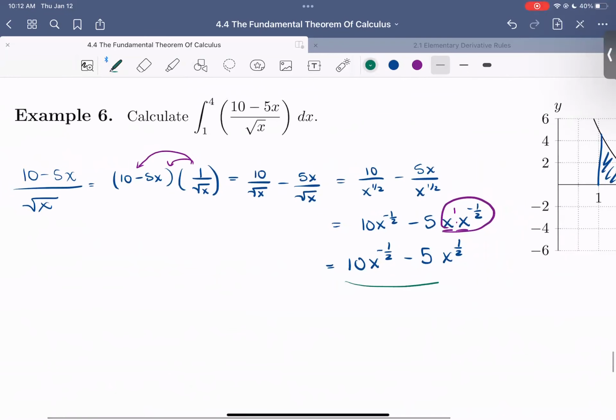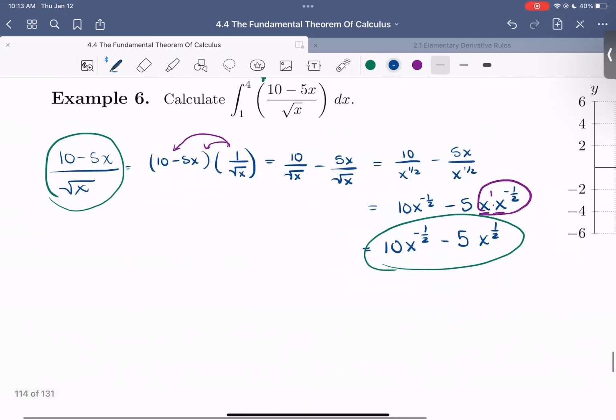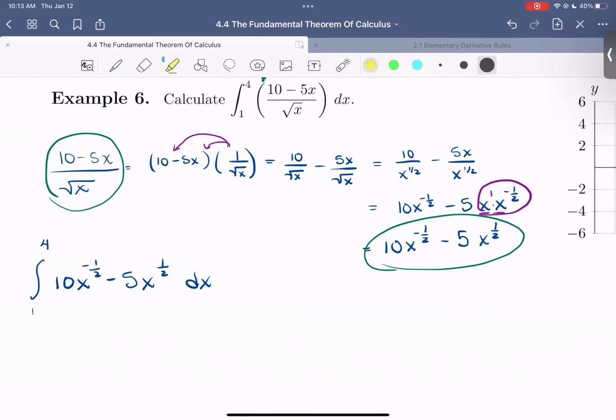So far we've done no calculus. We've just rewritten our integrand, our function inside the integral, as two terms with fractional exponents. So the question that we're investigating is, what is the integral from 1 to 4 of 10x to the negative 1/2 minus 5x to the 1/2 with respect to x? So take a moment, pause the video, and see if you can come up with two antiderivatives here for our two terms. And when you're ready, let's investigate together.